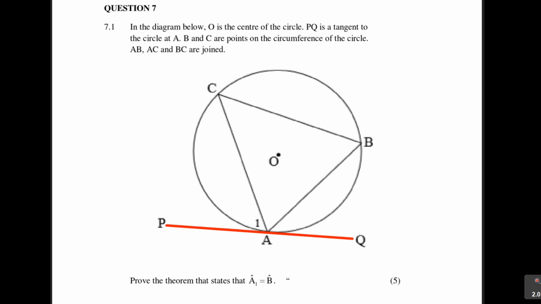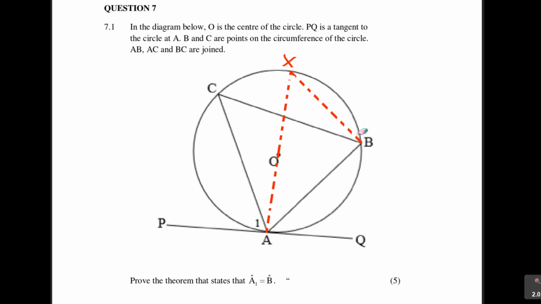And what are they saying here? They are saying prove the theorem that states that A1, this is my A1 here, is equal to angle B. As I said, it's the tangent-chord theorem, a common theorem. So what do we do? Whenever you're given that, the first thing you need to do is have a line like that. It must pass through the center, and let's call that line X. After that, you construct another line that joins B. Remember these are construction lines, so we have to make them dotted lines.